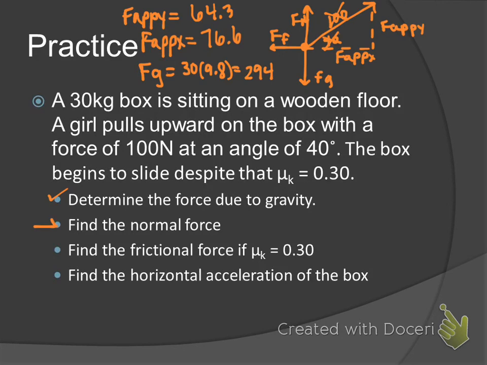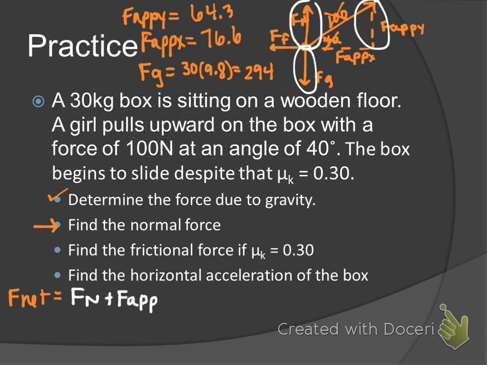Next, we need to find the normal force. Is a normal force horizontal or vertical? Vertical. So let's set up our net force equation for the vertical direction. How many vertical forces do I have? 3. 1, 2, 3. So I would say normal plus F applied Y minus gravity. Do we see why all three of those forces have to go in there? All vertical, so upward minus downward.